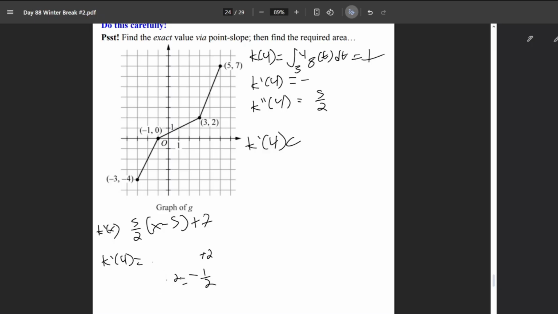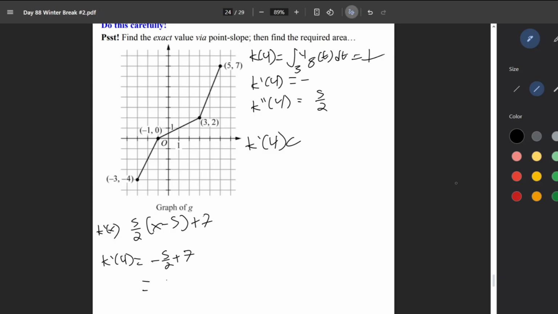Okay, 4. So it still would be negative 5 over 2 plus 7. This would equal 9 over 2. That makes more sense. So k of 4 equals 9 over 2. So this is the kind of more difficult questions.